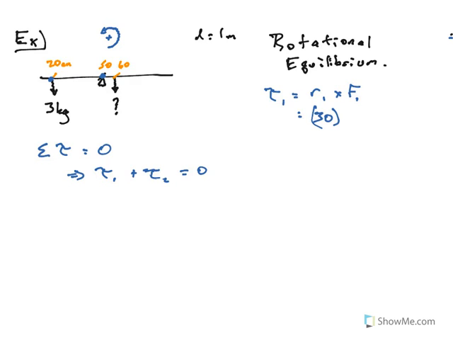Next, I need how much of the force is perpendicular to that. Well, let's see. The distance, first of all, is an x distance, because I'm moving in the x direction to get to the fulcrum. So I need a y force. Well, thankfully, the force is the weight of this mass, and that pulls down. That's already in the y direction. So, perfect. What's the force? It's mg, which is 3 times 9.8.